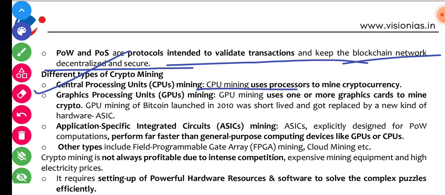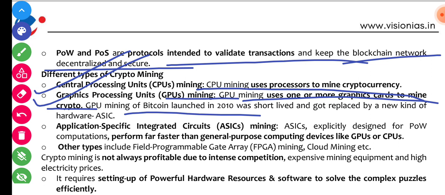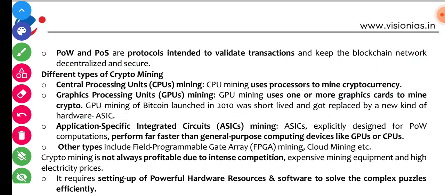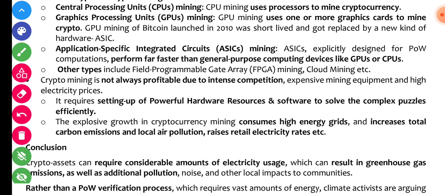CPU mining uses processors to mine cryptocurrency. And graphics processing unit mining. Graphics processing unit mining uses one or more graphics cards to mine crypto. GPU mining of Bitcoin, launched in 2010, was short-lived and got replaced by a new kind of hardware, ASIC, application specific integrated circuits mining.